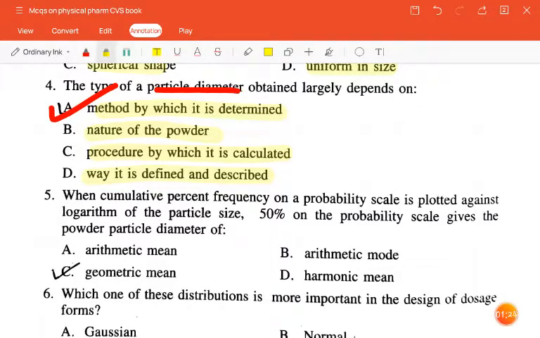The next question is: when cumulative percentage frequency on a probability scale is plotted against logarithm of the particle size, 50% on the probability scale gives the powder particle diameter of arithmetic mean, arithmetic mode, geometric mean, or harmonic mean. So the correct answer is geometric mean.